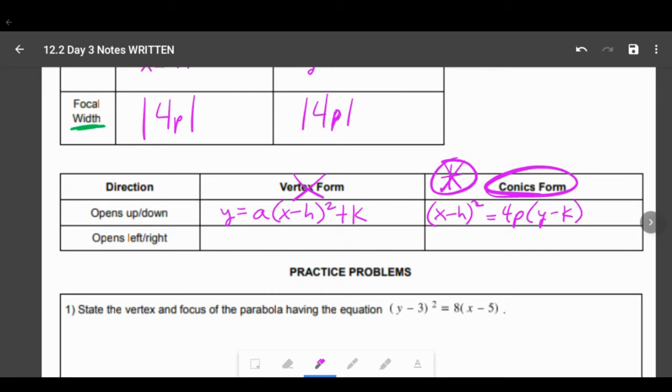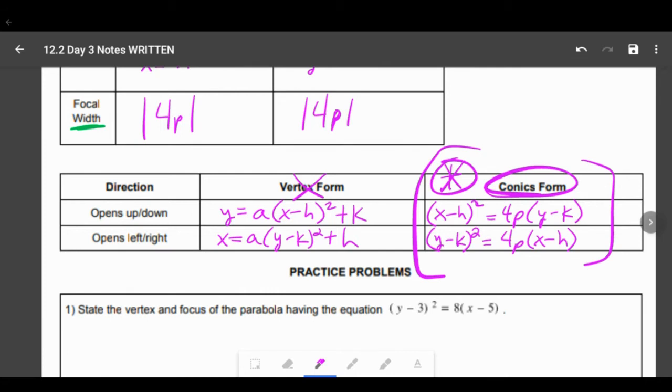Now the vertex form, which we probably never have used, is x equals a times (y minus k) squared plus h. We're not going to use that form. If it opens left or right, as I listed up above, you're going to be looking at (y minus k) squared equals 4p times (x minus h). Those are the ones that you need to memorize and be able to use over and over again. We're going to go through those.